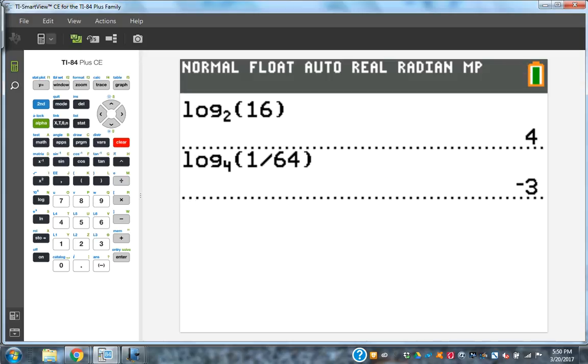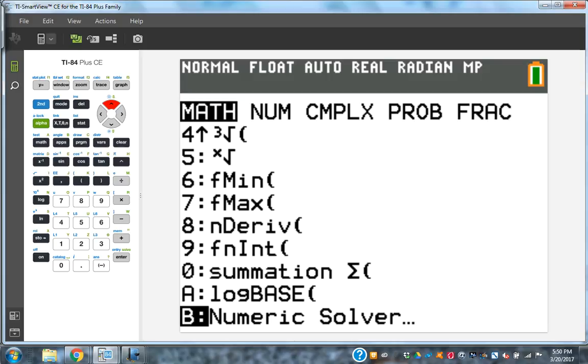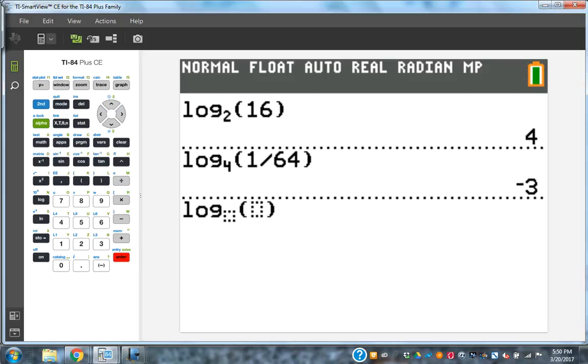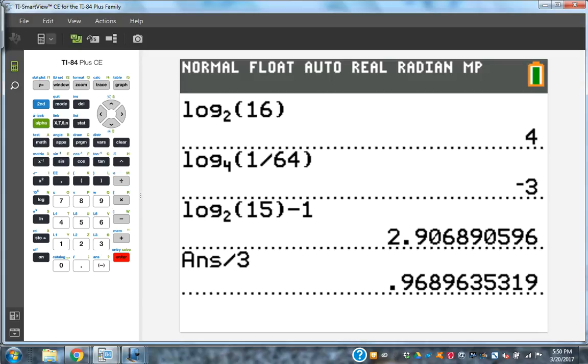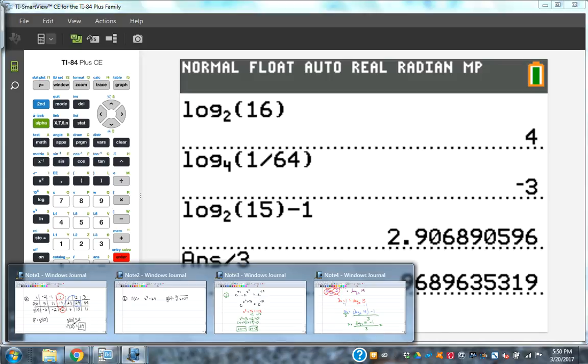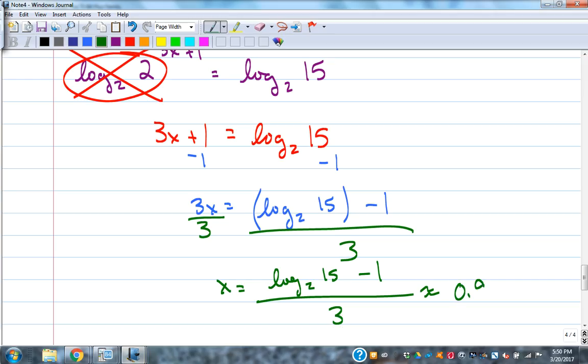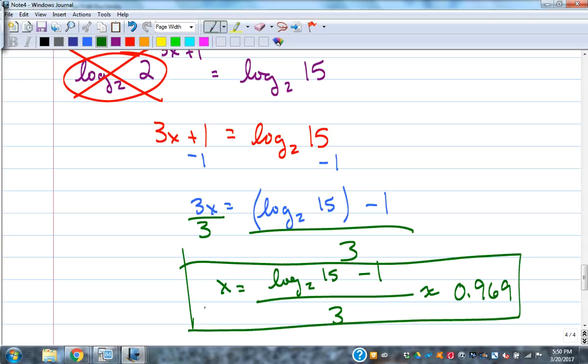Go to the home page. Math, log base 2 of 15, and then minus 1 on the outside. I'm going to get that answer, and I'm going to divide that by 3. I get 0.969 if I go 3 places. They don't get any more difficult than that, really, in solving these. Not any more difficult than that.